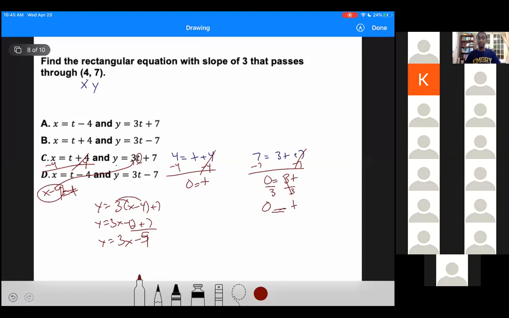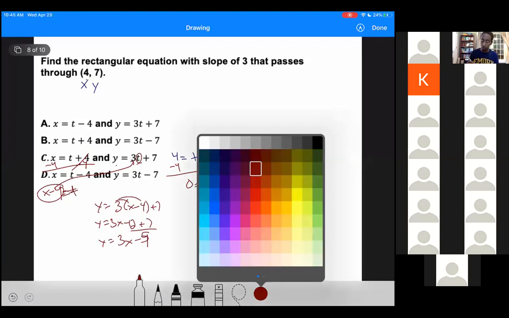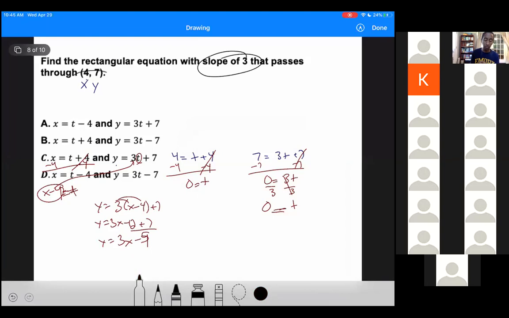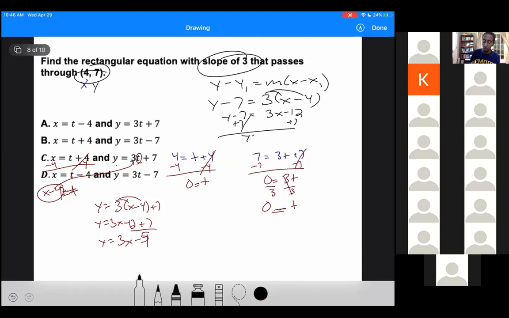C. Another way you could also do it, if you take note here that your slope is 3 and it passes through this point, you could use point slope form. If you remember, we talked about that last time. y minus y1 equals m times x minus x1. And then you could say, okay, y1 is 7, m is 3, x1 is 4. And you could distribute this. You get 3x minus 12. You can move the 7 over, and you get 3x minus 5.